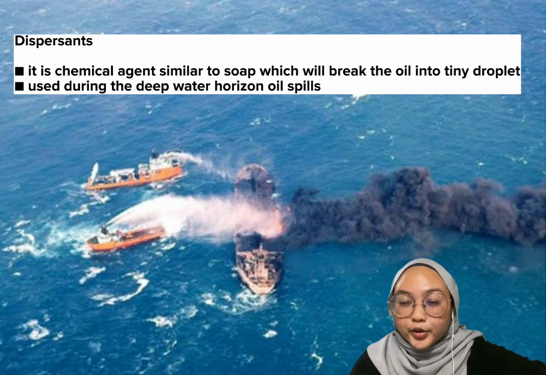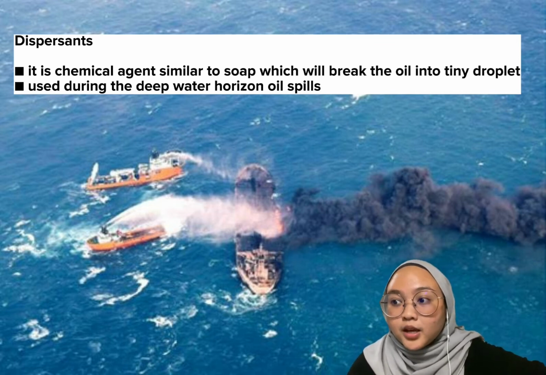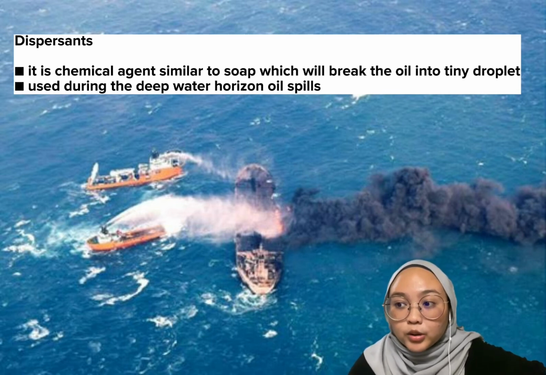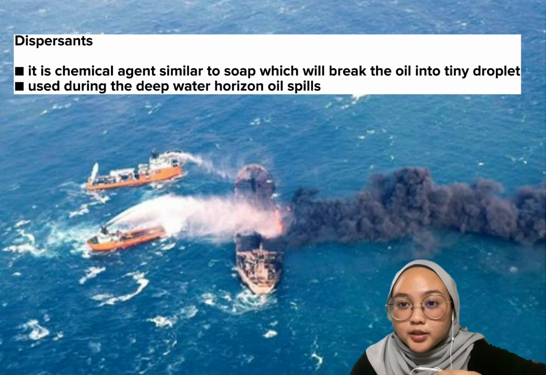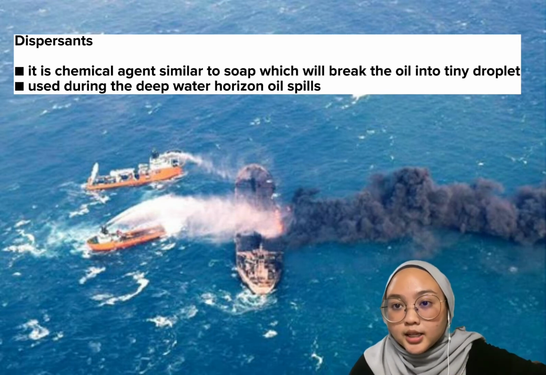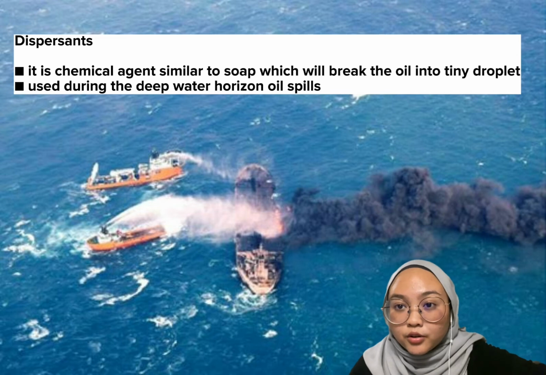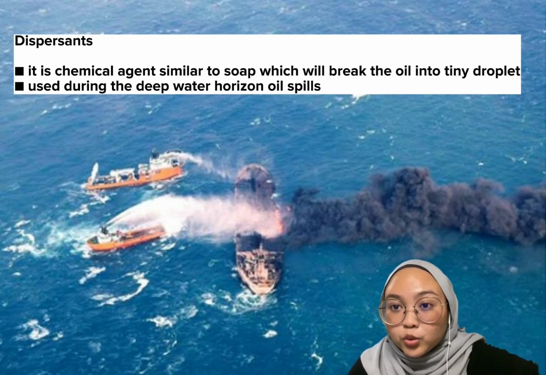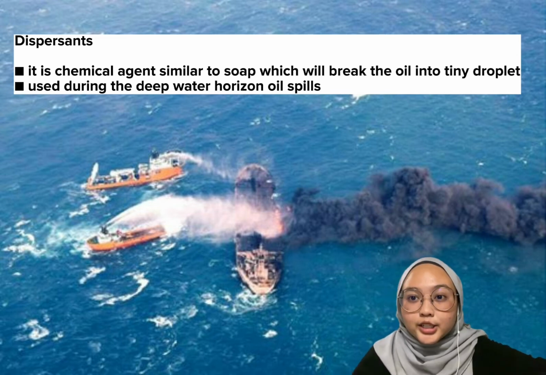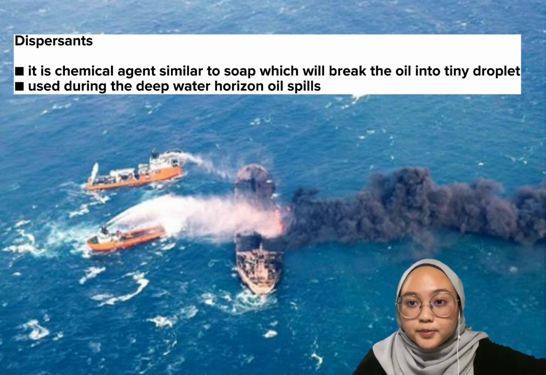When the oil is broken down into smaller droplets, it increases the surface area of the molecule, which allows the oil to chemically interact with the water. This method of dispersants was used during the Deepwater Horizon oil spill, where nearly 2 million gallons of dispersants were used to break up the oil. This shows that dispersants are also one of the significant methods to clean up oil spills.